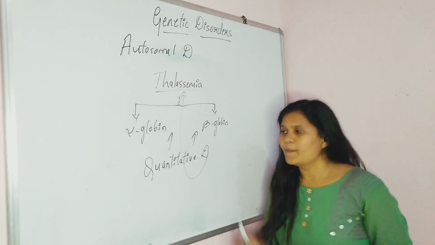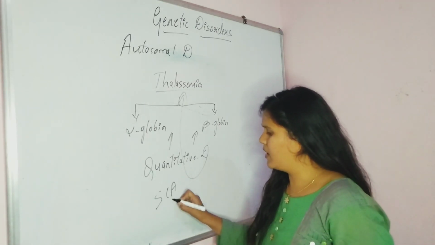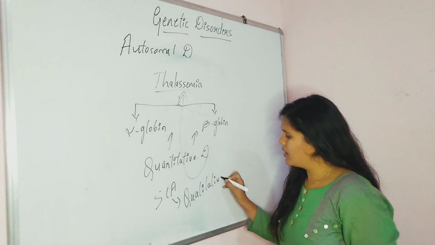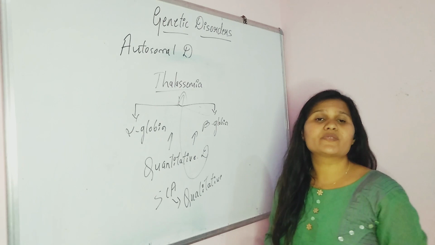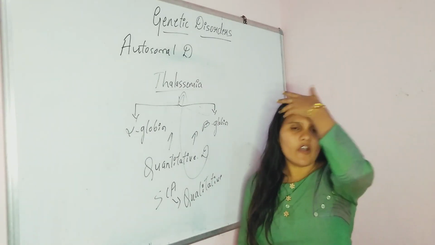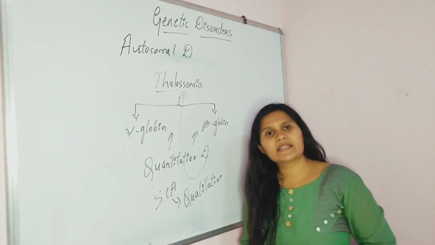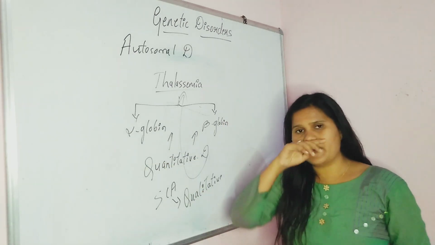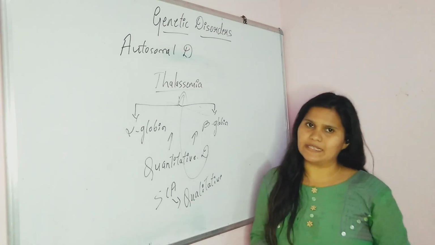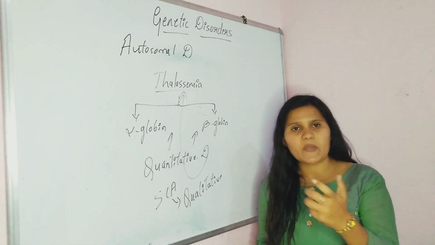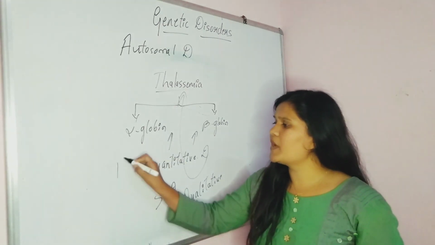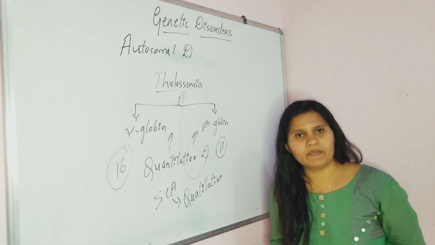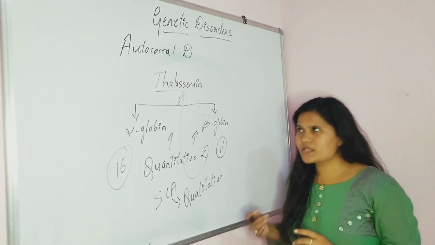Is this clear? But sickle cell anemia is called a qualitative disorder, because the quality of the blood is disturbed, but here the quantity of the blood is disturbed. Is this clear? So this is about thalassemia, where we can see alpha thalassemia and also beta thalassemia. Alpha thalassemia is seen on chromosome number 16, where beta is seen on chromosome number 11. Is this clear? I think it is clear for you.